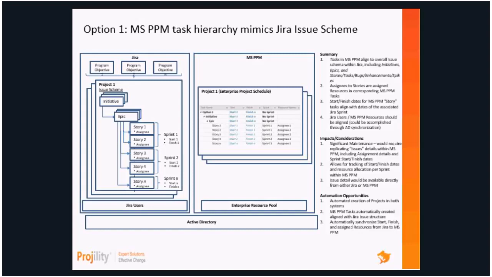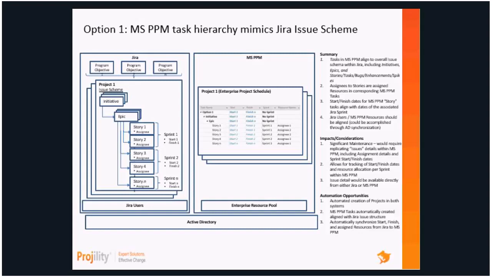Over in Project Online on the right, we've got a schedule. And that schedule can have the initiative, it can have the epic, and it can have the different stories that have assignees, start and finish dates. So you can see there's a direct relationship there. In Jira, we have what are called Jira users. In Project Online, we have what's called an enterprise resource pool, which has all of your resources. And below all that, we have Active Directory. So we can have consistency across the users and control that.